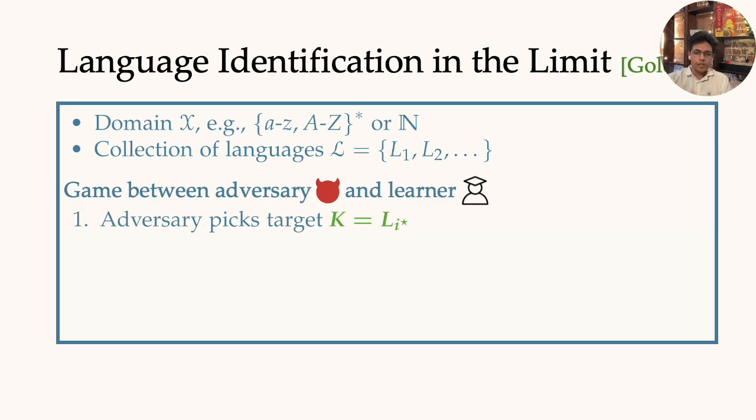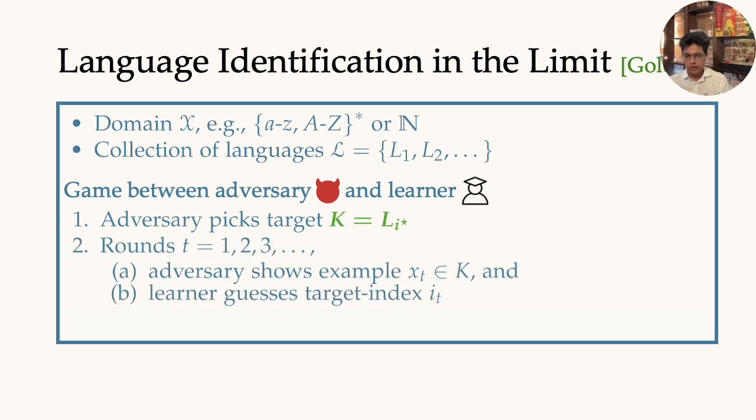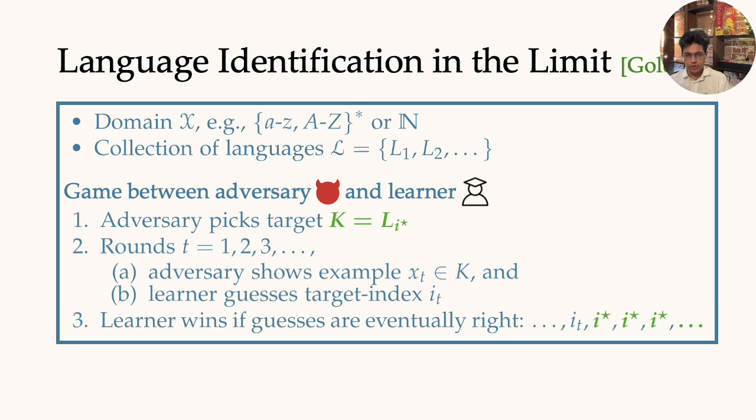The learning game is a two-player game between an adversary and a learner. The adversary begins this game by fixing a target language, let's say K, whose index is i star. The game now proceeds in rounds. In each round, the adversary shows one example string from the target language to the learner, and the learner's goal is to guess the index of the target language. In this game, we say that the learner has won if it eventually guesses the correct index of the target language, and from that point on, never switches its guess.